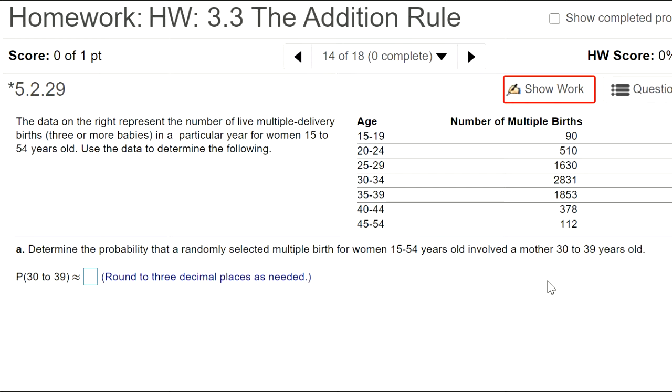Notice that the age groups they have there, one of them is 30 to 34 and one of them is 35 to 39. So I'm going to need both of those. 30 to 34 looks like 2,831 people. And then the next one, 35 to 39, is 1,853 women. And then I'm also going to need the total. It doesn't look like it says the total.